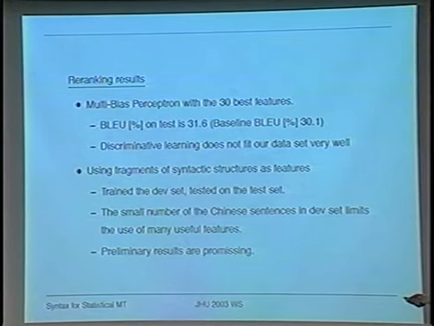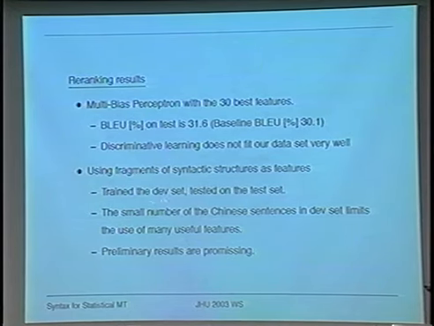And another set of experiments is to use individual fragments of syntactic structure features. Since we need to use good translations and bad translations, we can only train on the dev set, which means we can only use the non-reference Chinese sentences. So this limits the use of many useful features. For example, we cannot use lexical items. It definitely gets rid of overfitting to the dev set. Anyway, with this permanent setting, we get promising results.